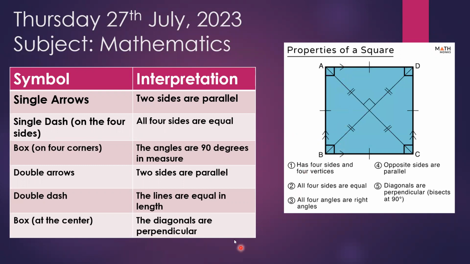Talia, what does the double dash on these lines indicate? The lines are equal in length. Very good. The lines are equal in length.